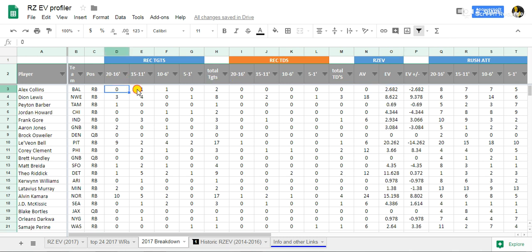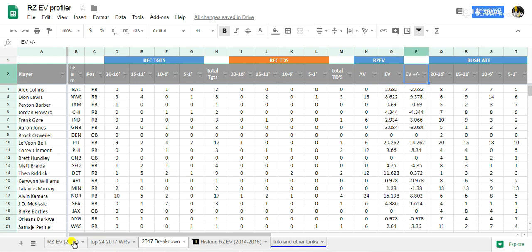The expected value, as I said, is in this case, receptions times the success rate broken down by yard line, so between the 20 and 16, the 15 and 11, the 10 and 6, and the 5 and 1 inside the red zone. So what I did is I calculated how often players scored a touchdown when given a target inside the 5-yard line over the last 3 years. And then all I do is I times their targets by that number, and that gives me their expected value.